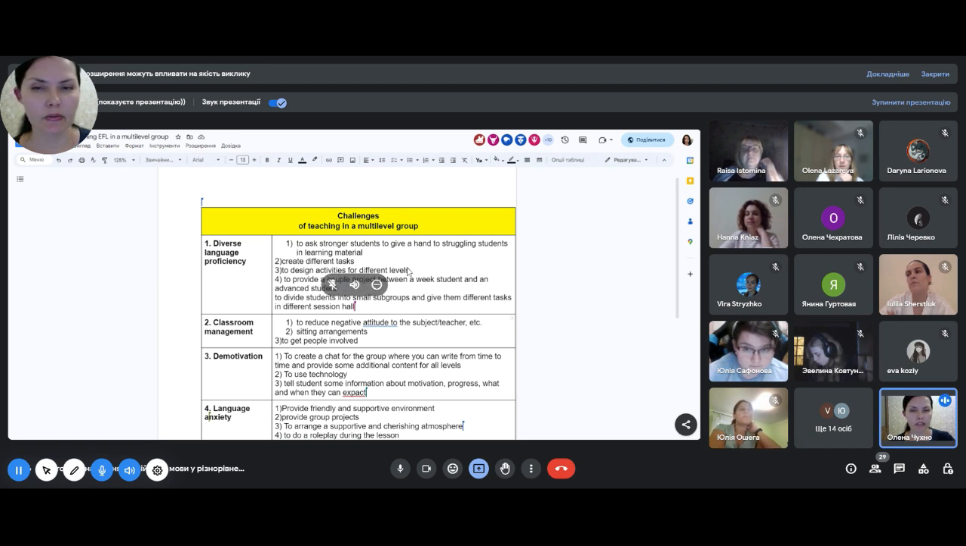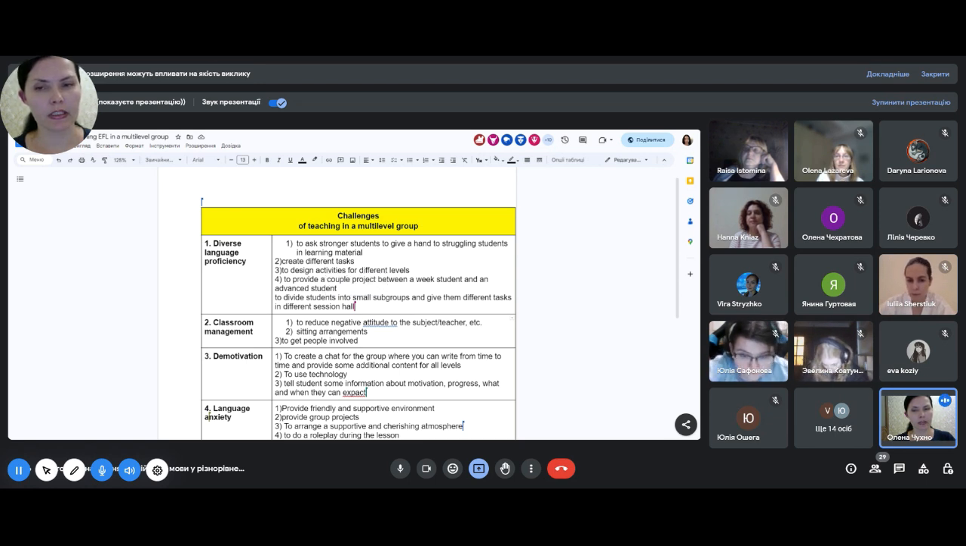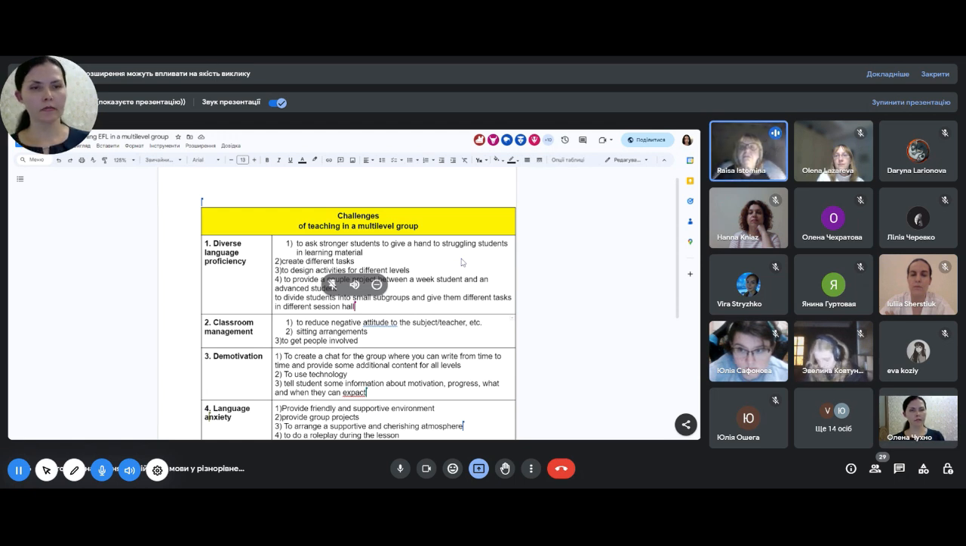To design activities for different levels, basically we have mentioned to provide a couple project between a weak student and an advanced student. That's a good idea, but what should we keep in mind when we do so? So that is a peer project between a weak student and an advanced student. How can we make sure that they participate equally? It is not my idea, but I think that it is good.